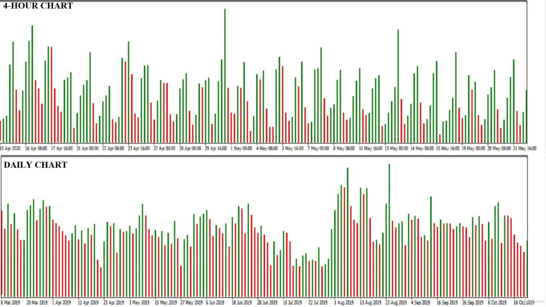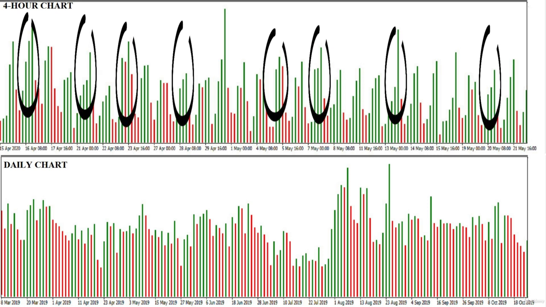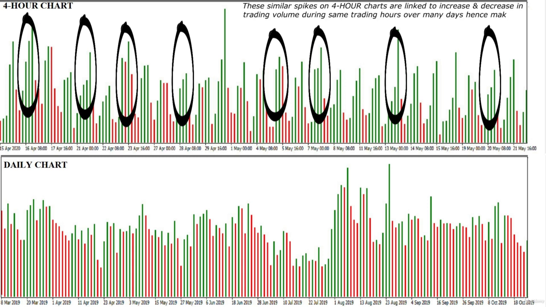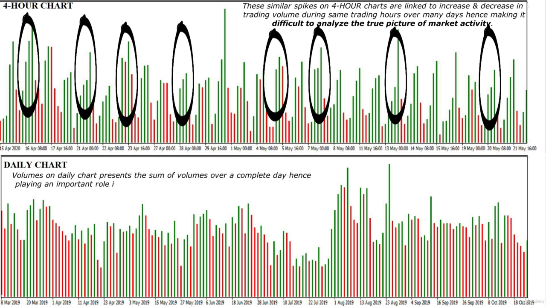Now, what you see here are volumes represented on a 4 hour chart and a daily chart. If you carefully analyze volumes on 4 hour charts, you will notice patterns of spikes in volumes which repeat over and over again. This is due to an increase and decrease in the number of trading participants over a complete trading day as different financial centers over the world open and close. On the other hand, volumes reported on daily charts represent the number of trading participants that were active during the complete day, hence presenting a considerably more honest picture of volumes.